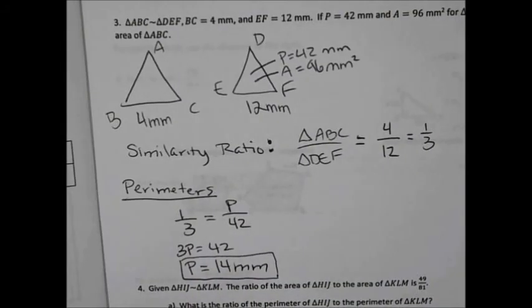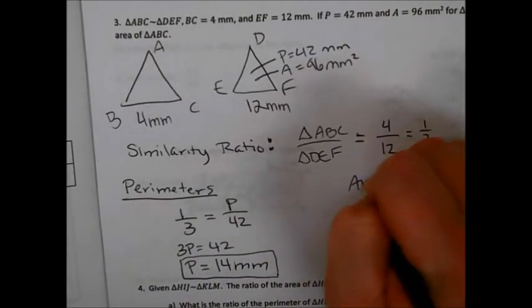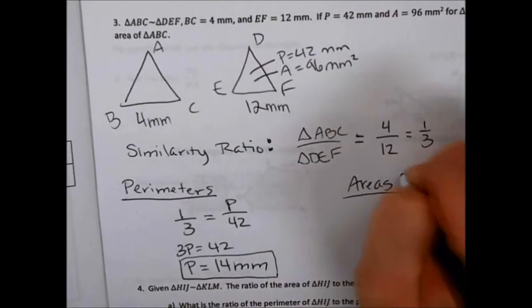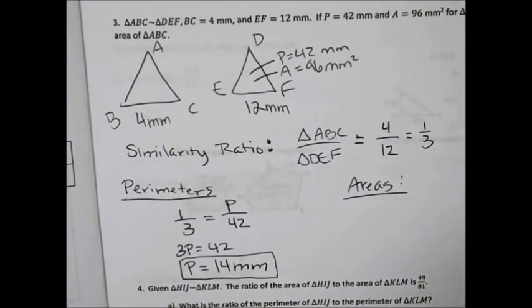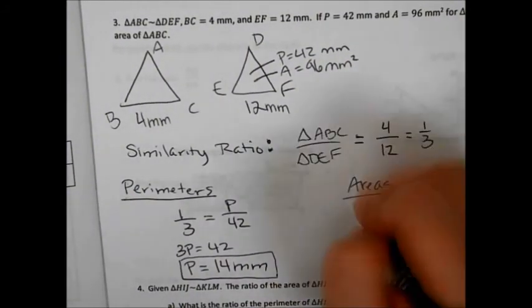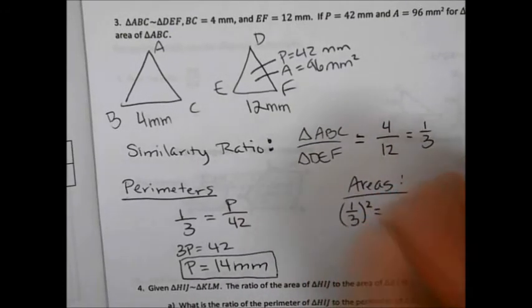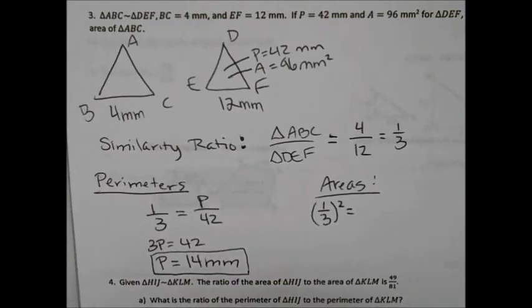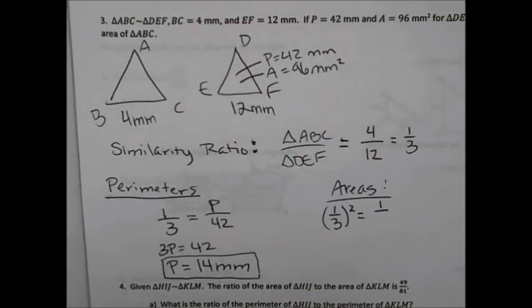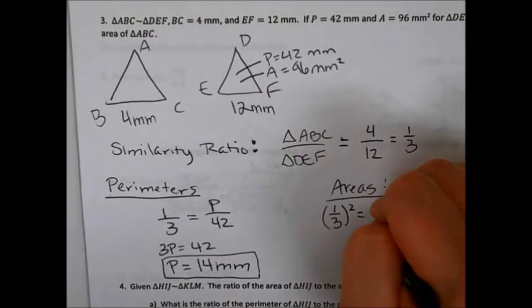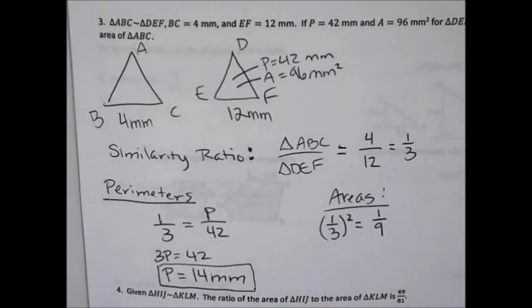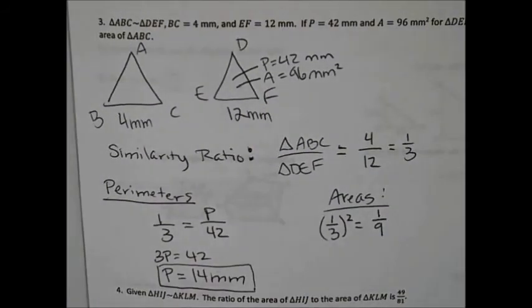And then let's do the areas over here. But we need the ratio of their areas, right? So the ratios were originally 1 to 3. So we have to square that. Remember to square at both the top and the bottom. In this case, it's a 1 right on top, so it doesn't really matter that much. But anytime it's not a 1, like it was in example 1, you have to be careful. But in this case, we get 1 over 9.